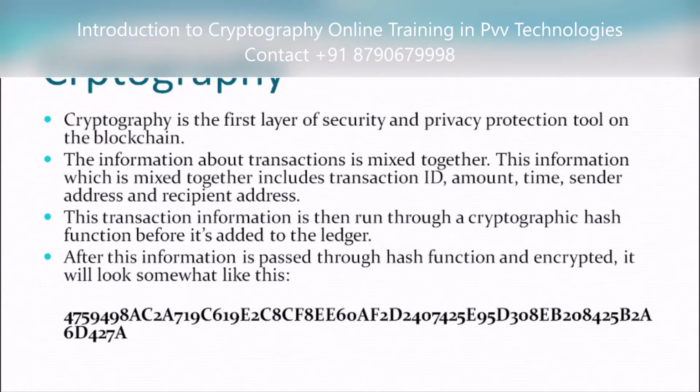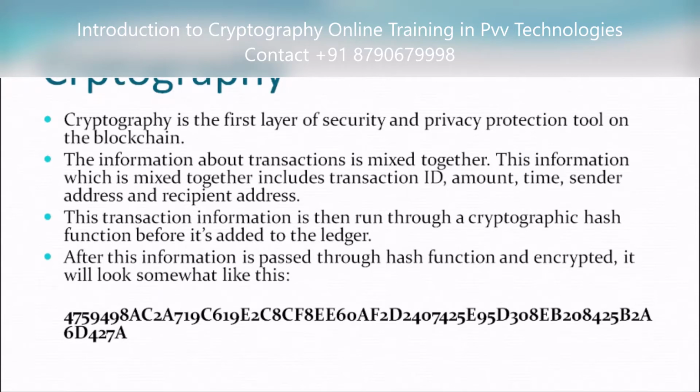As we have already understood, Bitcoin or any other cryptocurrency makes use of cryptographic technologies to achieve security of the coins or currency. Cryptography is the first layer of security and privacy protection tool on the blockchain. The information about transactions is mixed together. This information includes transaction ID, amount, time, sender address and recipient address.